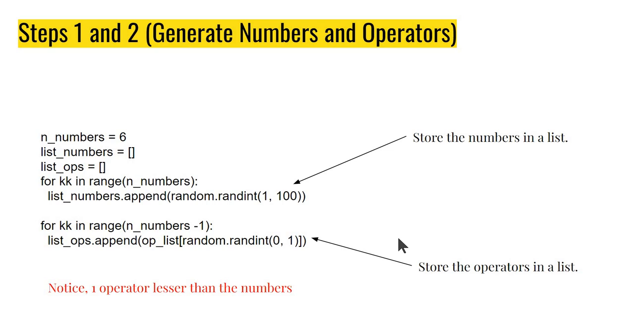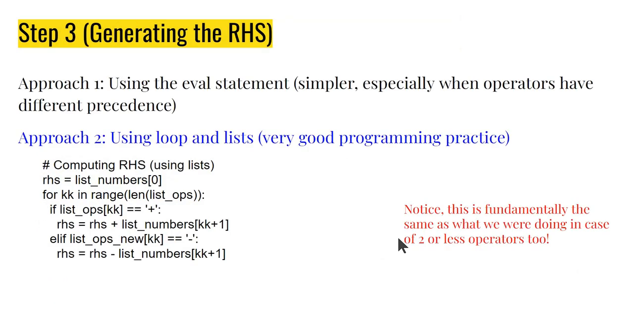Moving forward, I need to generate the RHS. Now it turns out that there are two approaches for this. One is using the eval statement, which turns out simpler, especially when we have operators with multiple precedences, like higher precedence, lower precedence, and so on. But we will look at this in a separate video. What I'm going to look at here is using lists, loops, and just logic. How do we create the RHS? And this is, in fact, a very good programming practice. So that's why it's interesting to look at it.